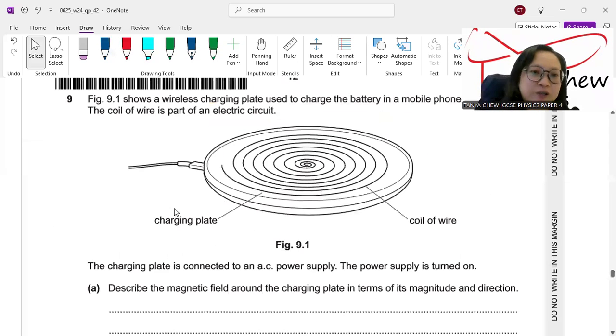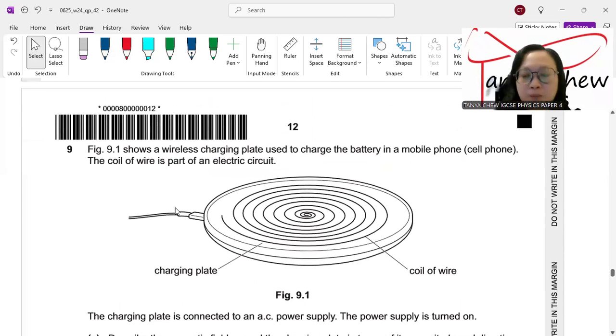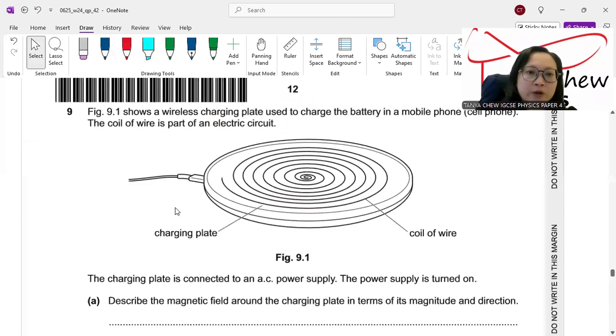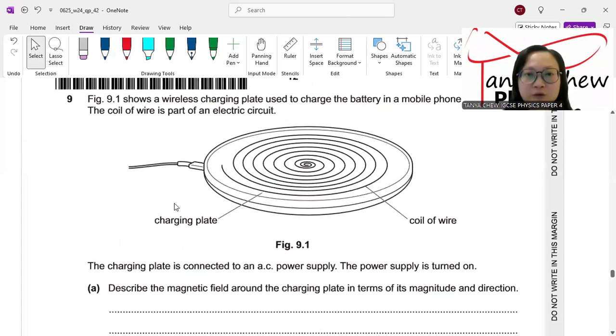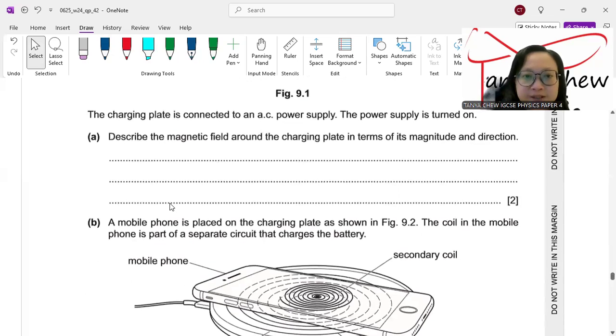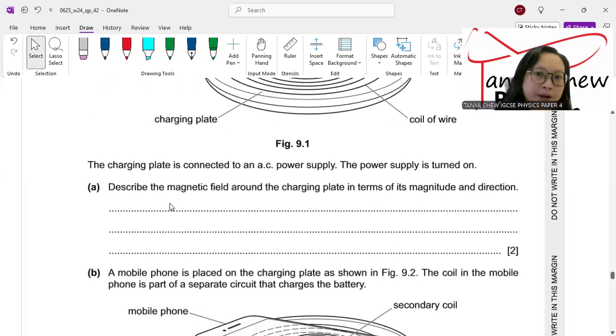Now, let us look at question number 9. Fig 9.1 shows a wireless charging plate used to charge the battery in a mobile phone or your cell phone. The coil of wire is part of an electrical circuit. The charging plate is connected to an AC power supply. The power supply is turned on. A, describe the magnetic field around the charging plate in terms of the magnitude. So you have to see the magnitude as well as its direction.